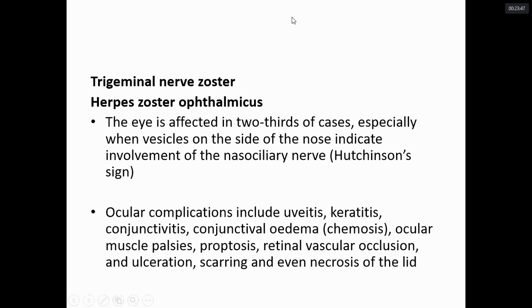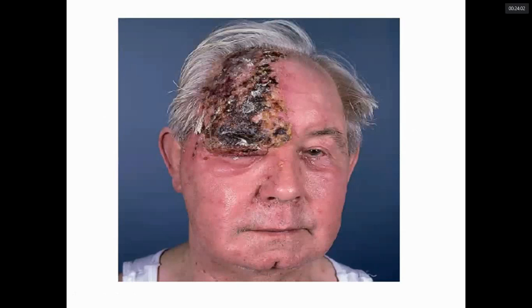And the ocular complications can be uveitis, keratitis, conjunctivitis, conjunctival edema, ocular muscle palsies, proptosis, retinovascular occlusion, ulcerations, scarring, and even necrosis of the eye. You can see this is the picture showing herpes zoster ophthalmicus. The trigeminal nerve is involved here. You can see there are a lot of crusts over the area.